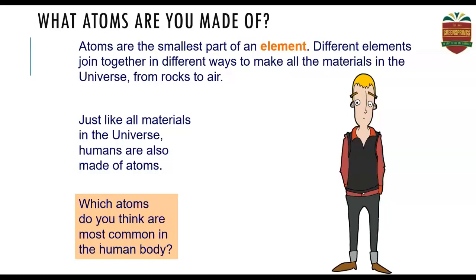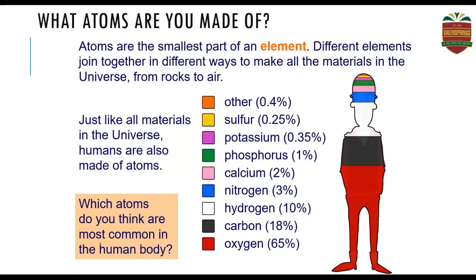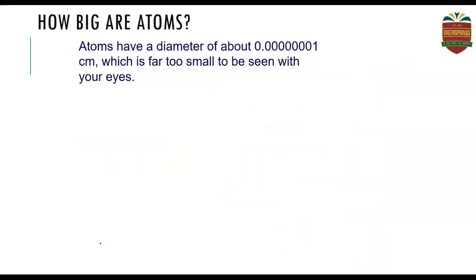Well done. If you have listed any of these atoms, then you are correct. Sulfur, potassium, phosphorus. But the most common atom, element, in the human body is oxygen, which is about 65%. How big are atoms?